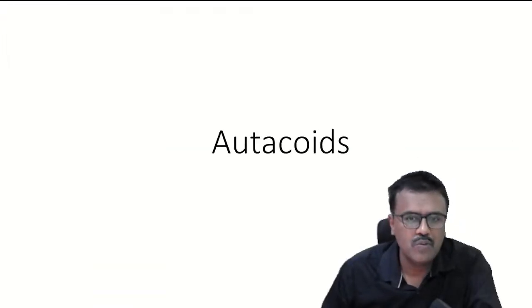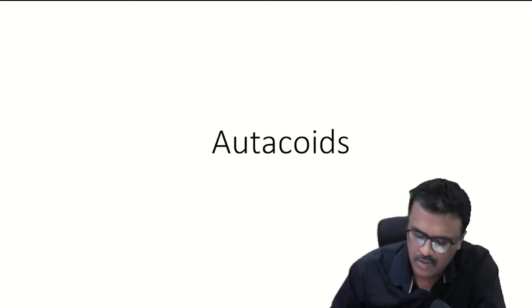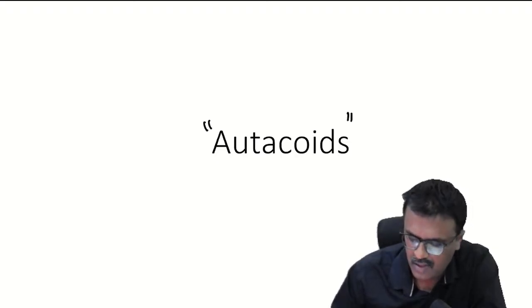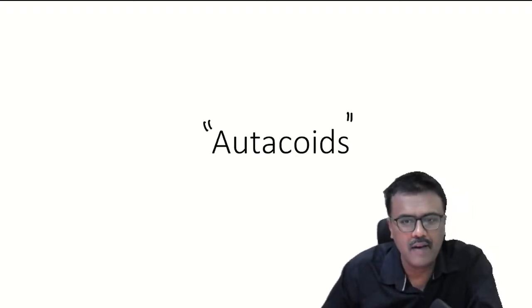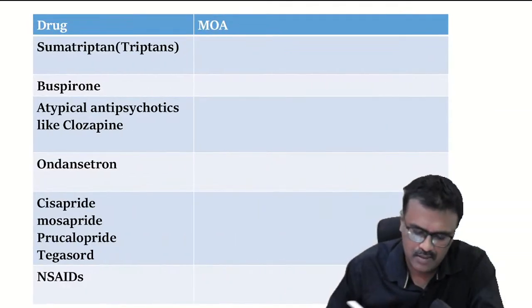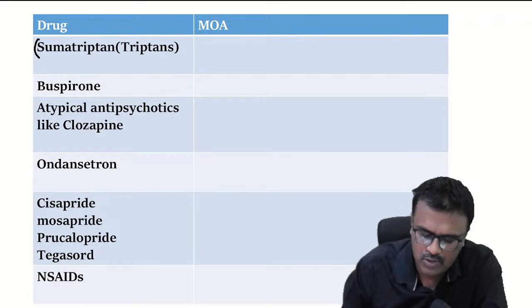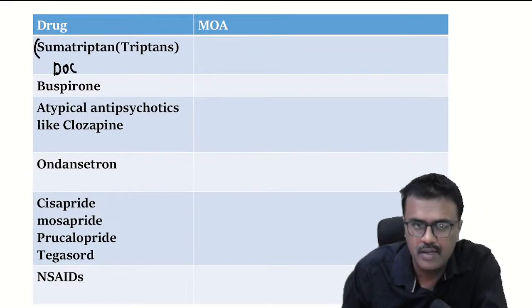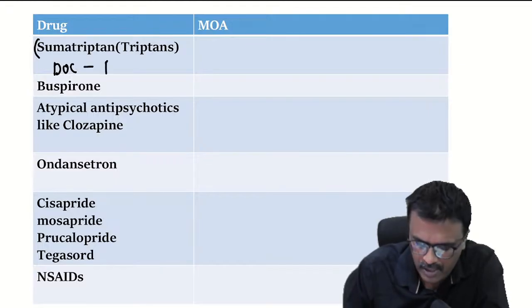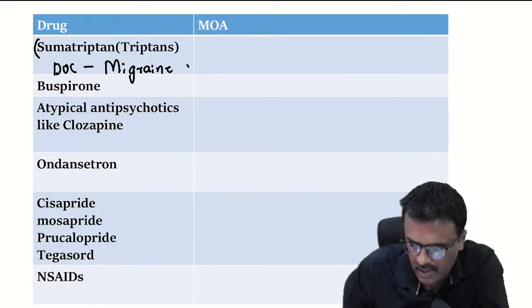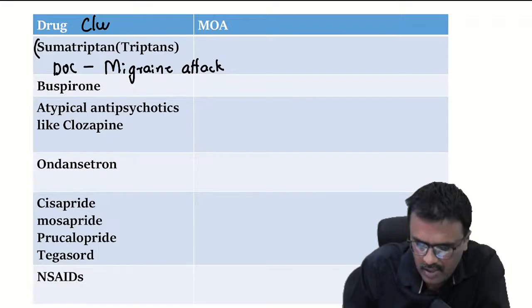Now let us move on to autacoids. Even though the topic is very small, even one question will vary the ranks like anything. Now let us start. Sumatriptan. We know that sumatriptan is the drug of choice for two types of headache. That is attack of migraine. It is used in migraine attack. Second, it is also used in cluster headache.